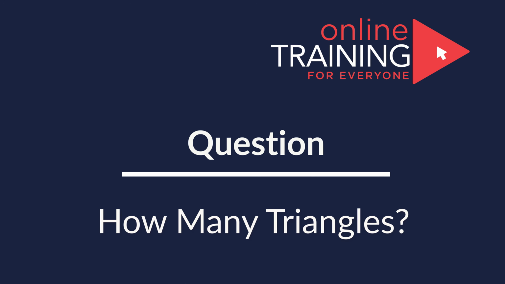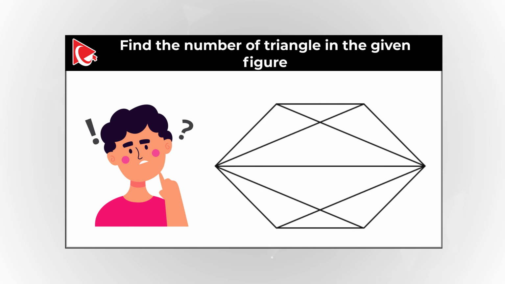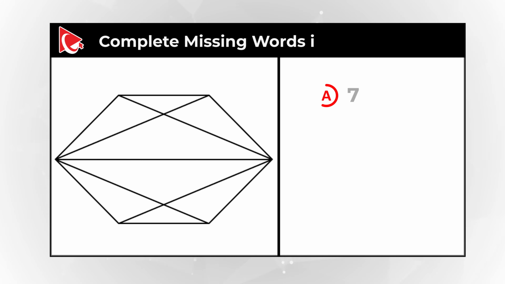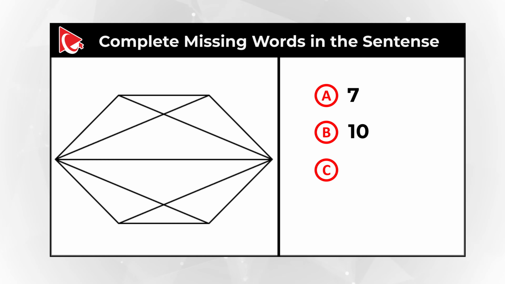Here's an amazing question which tests your imagination and spatial thinking. You need to determine how many triangles are shown in this figure. Take a close look and select 1 out of 4 different choices. Choice A, 7. Choice B, 10. Choice C, 12. And choice D, 17.